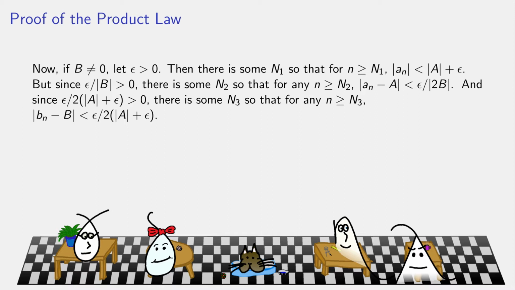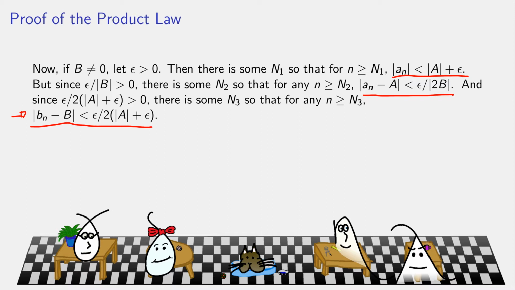And since epsilon over 2 times the quantity absolute value of A plus epsilon is still positive, I can guarantee that the b_n's are that close to B. So the a_n's are pretty close to A. They're less than epsilon distance to A. They're also less than epsilon over 2B distance to A. And the b_n's are less than epsilon over 2 times the absolute value of A plus epsilon distance to B.